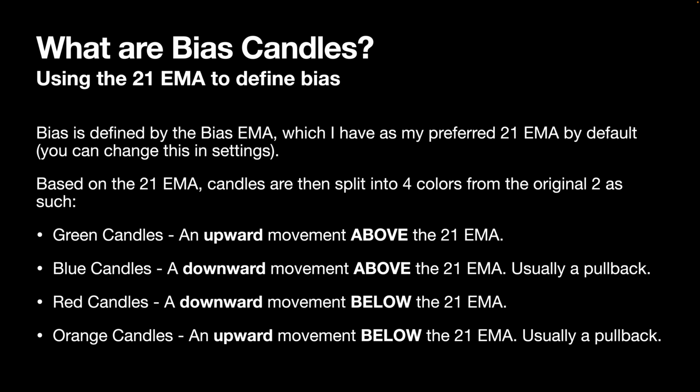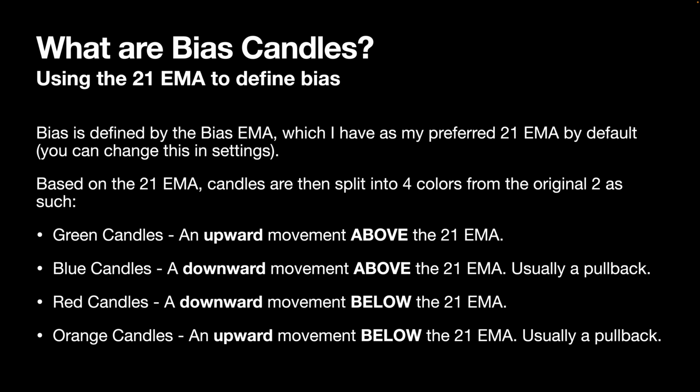All right, so what are bias candles? And how do we sort of define a bias, right? So as you guys know, the center of the pivot ribbon is the 21 EMA. The 21 EMA is central to my trading style. I've been using it for a very long time at this point.